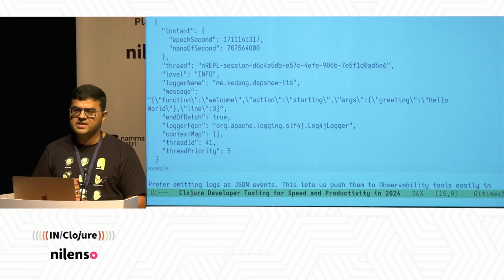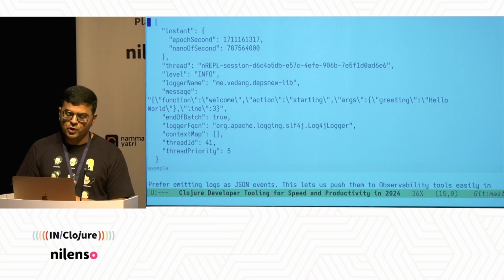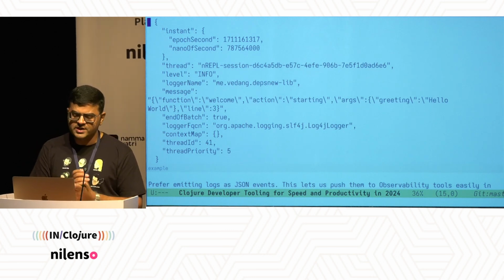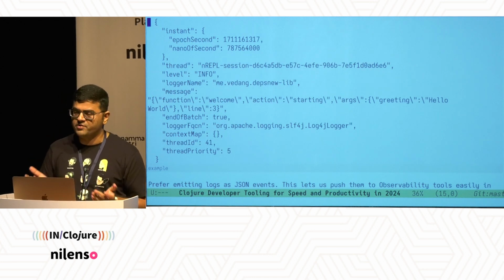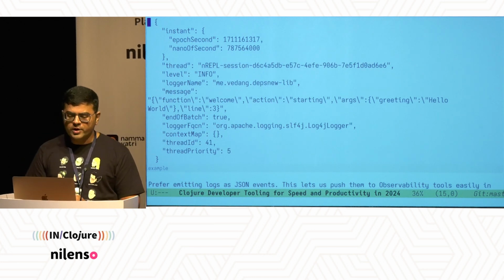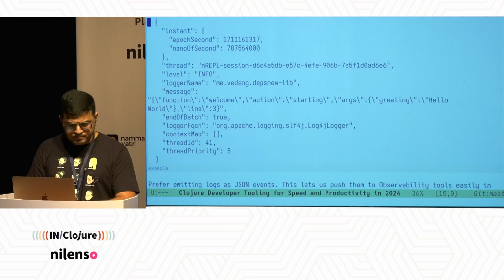Why print JSON events? Because all the current observability tools work on events. And if your application is pushing out JSON events, it becomes really easy to wire it up to an observability platform. You don't have to have something in the middle for doing the transformation of your logging into these events, like Vector, for example.